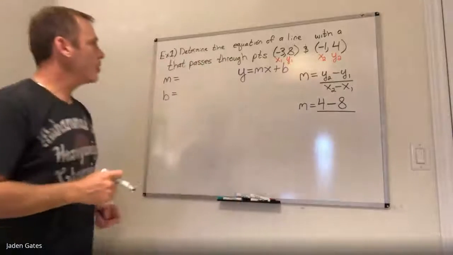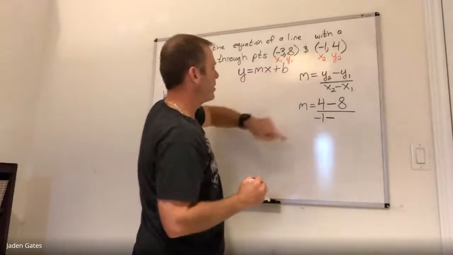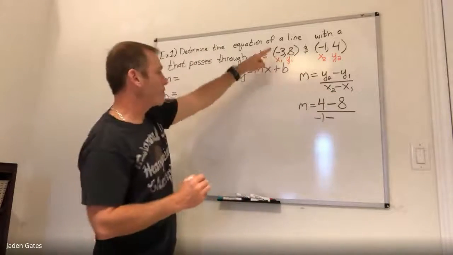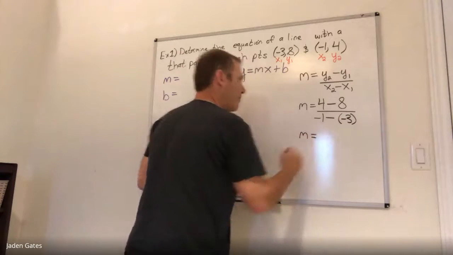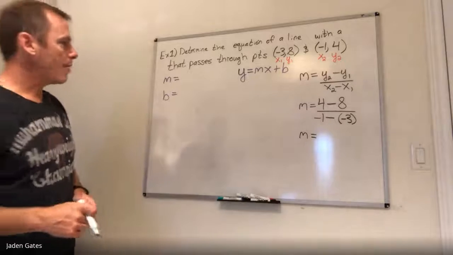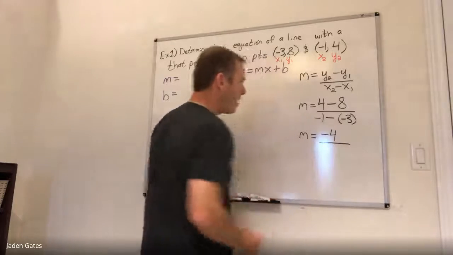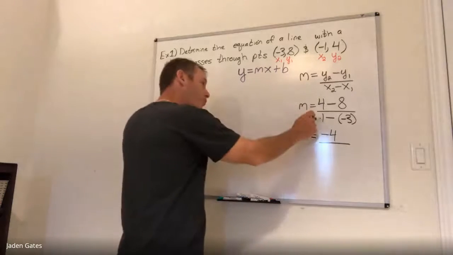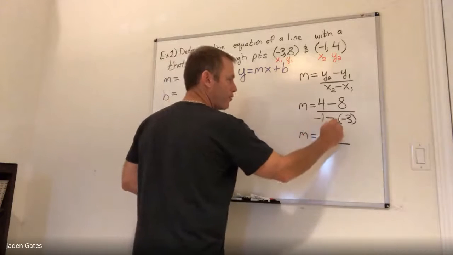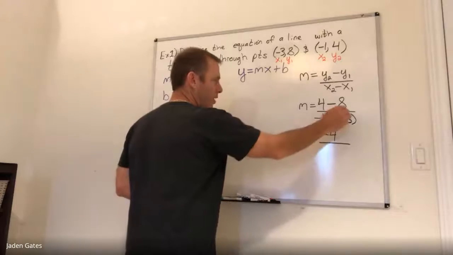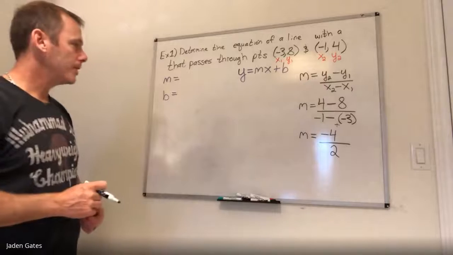All right, and then down below I have x2, which is a negative 1, minus sign in the equation. Minus x1, which is negative 3. Oh, so I got to put that in brackets. All right, so let's see. On the top here, I have 4 minus 8. That's a minus 4. Then on the bottom, I got minus 1 minus minus 3. Well, when you have 2 minus signs come together, that gives you a plus sign. So it's really minus 1 plus 3. Minus 1 plus 3 would be 2.